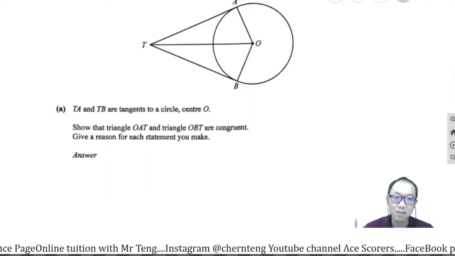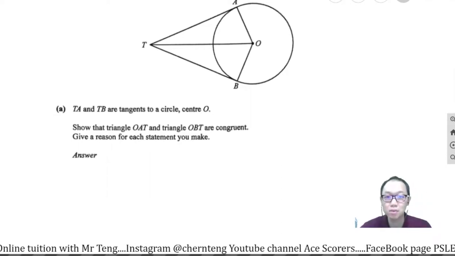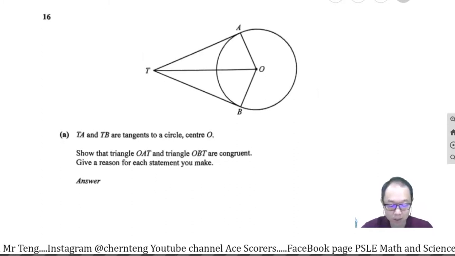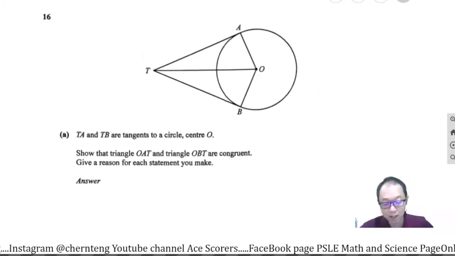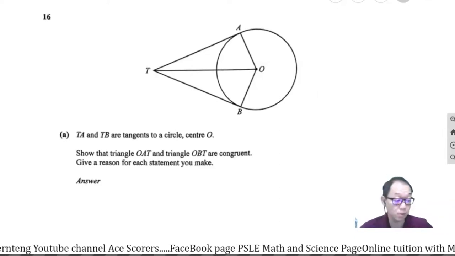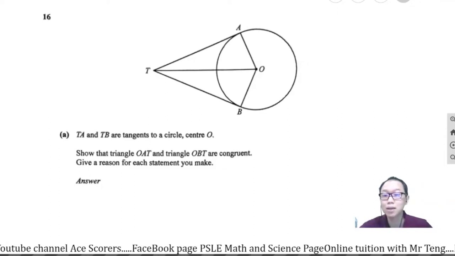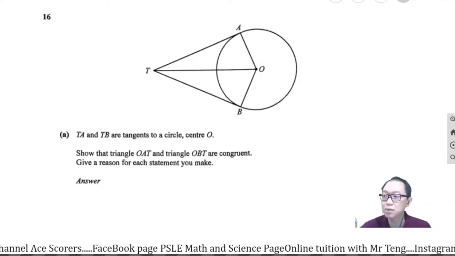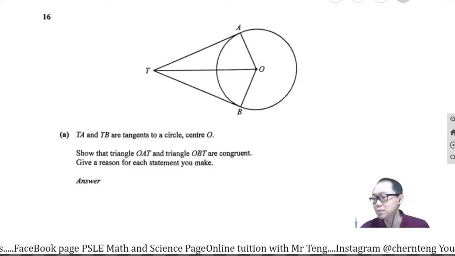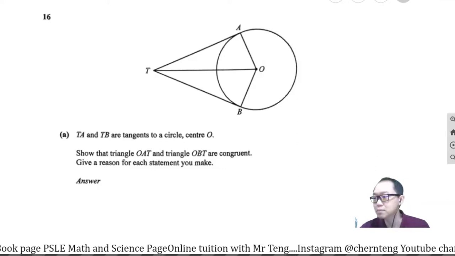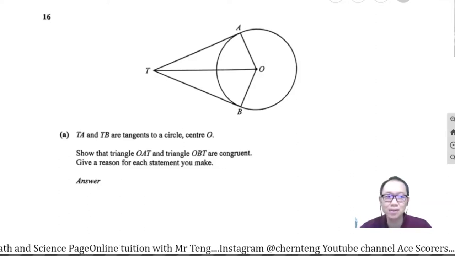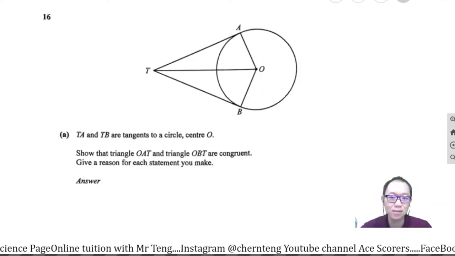Anyway, back to our question. So math, we're going to continue here. TA and TB are tangents to a circle, center O. Show that OAT and OBT are congruent. First of all, we need to remember the definition of congruent. How do you check that something is congruent?